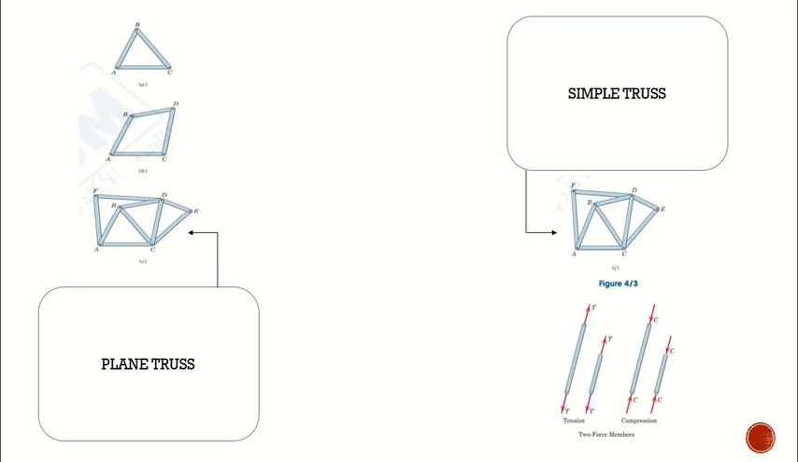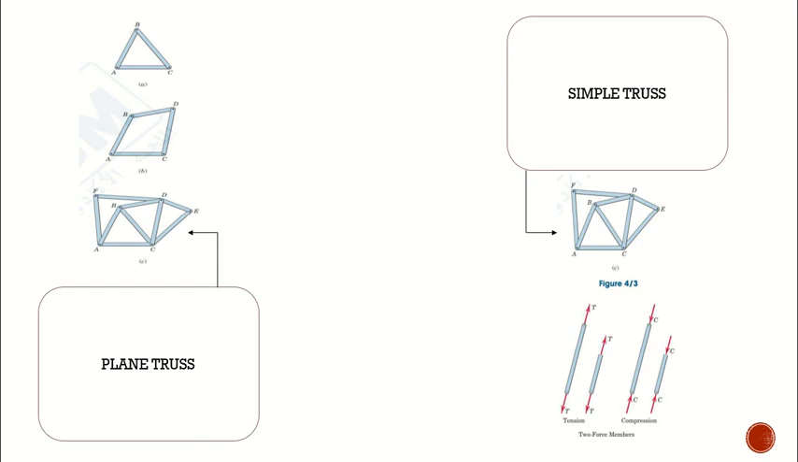A framework composed of members joined at their ends to form a rigid structure is called a truss. Bridges, roof supports, and other structures of this type are common examples of trusses. The structural members that are used are beams.